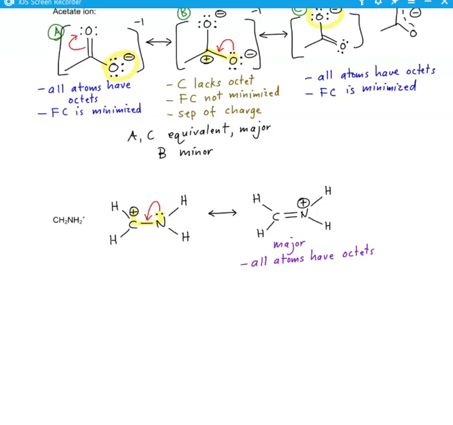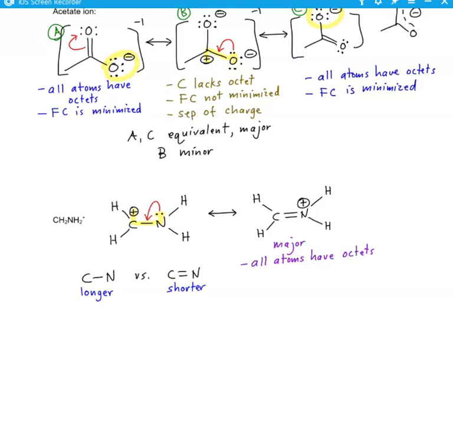Now, let's focus in on these two structures. In the structure on the left, there's a single carbon-nitrogen bond. And in the structure on the right, there's a double carbon-nitrogen bond. So which of those is longer and which one is shorter? Okay, so if you said that the single bond was longer and the double bond was shorter, you would be 100% correct.